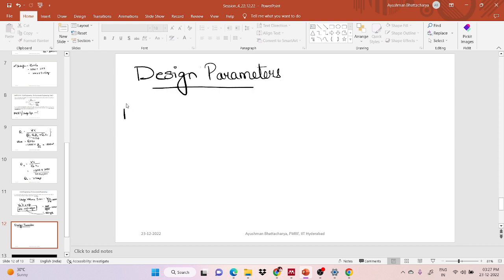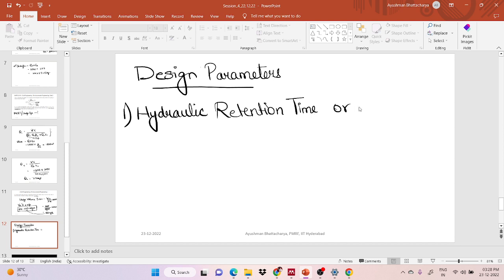So the first design parameter is hydraulic retention time, or aeration time, then you can also call it detention time.